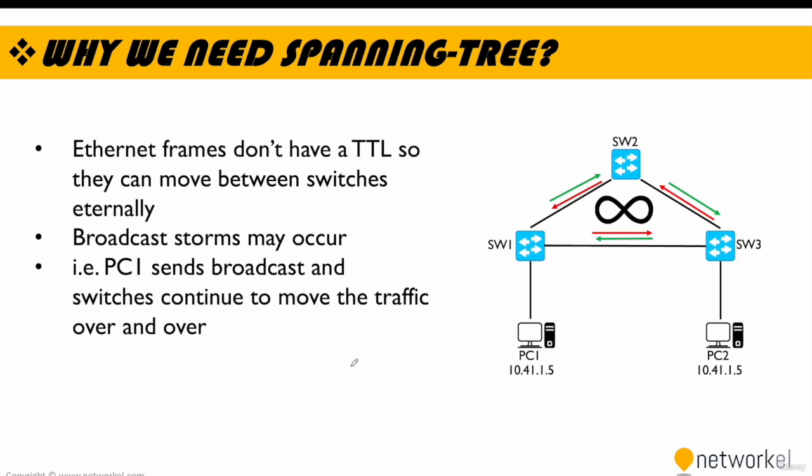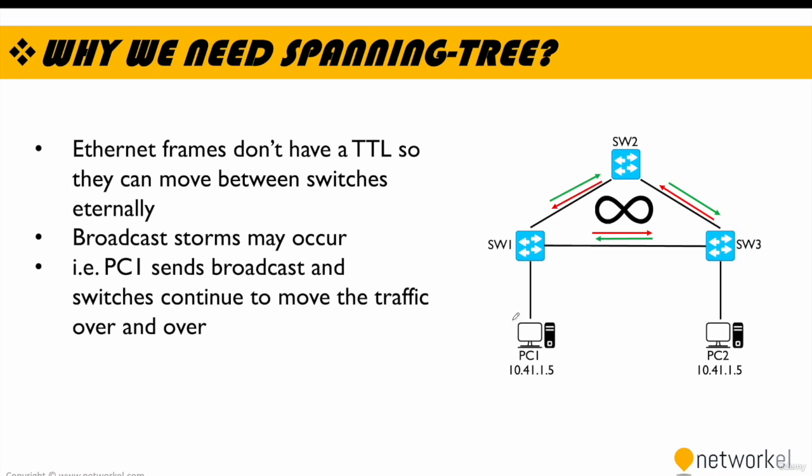So how it works: STP designates a root bridge based on the lowest bridge ID, which I will show you how it is calculated. Then STP calculates the shortest path to the root bridge and places other paths in a blocking state to prevent loops. The key thing to know here is that Ethernet frames don't have a TTL value such as an IP packet, so they can move between switches eternally, guys.